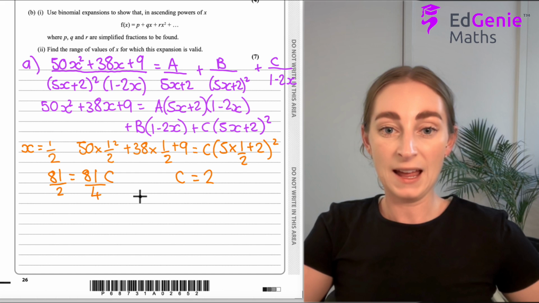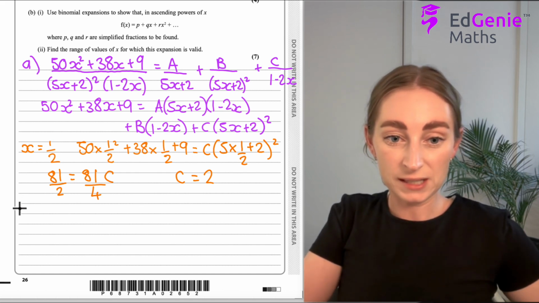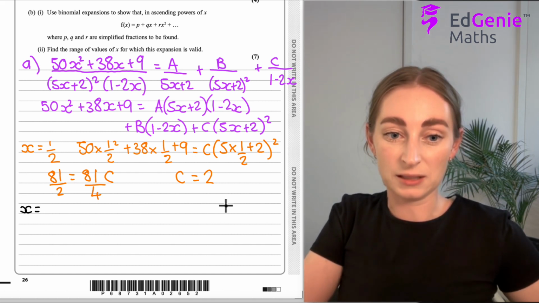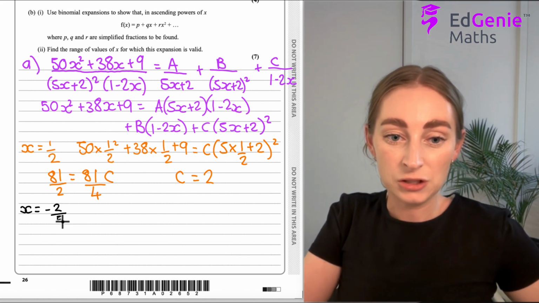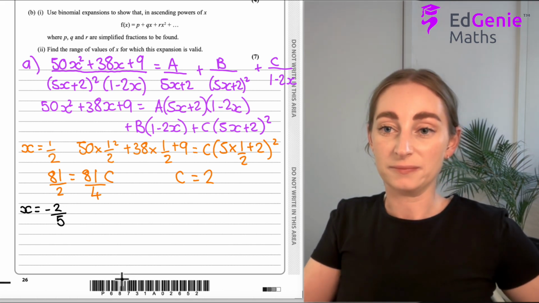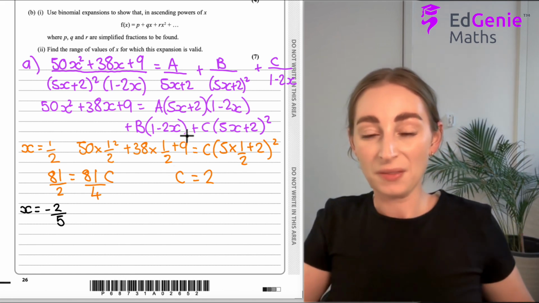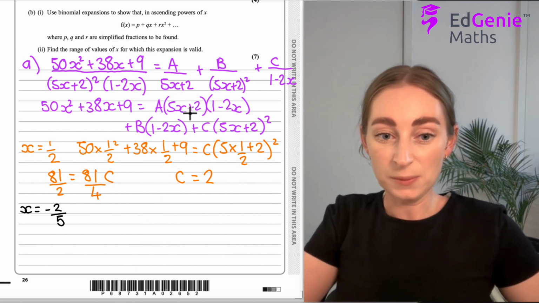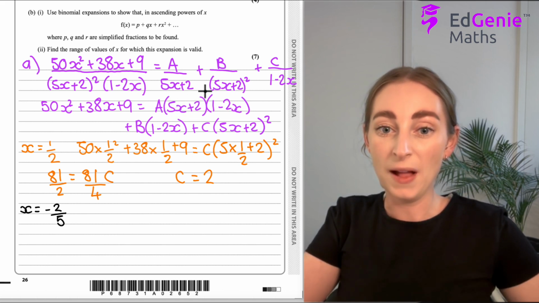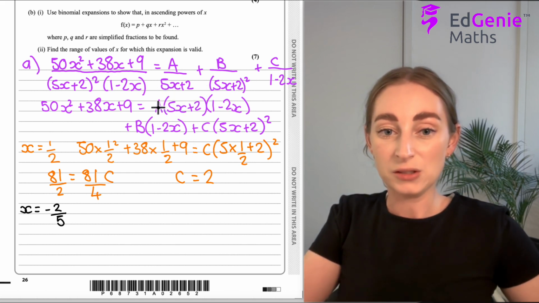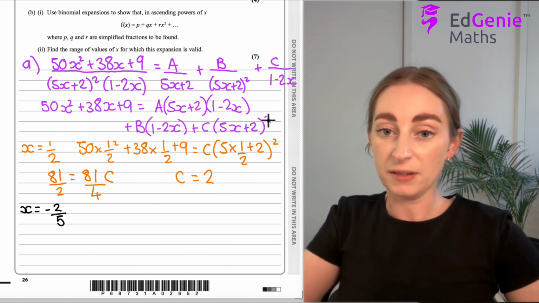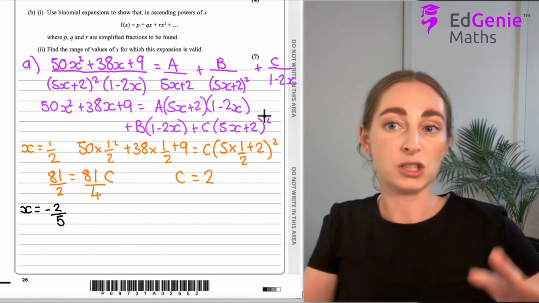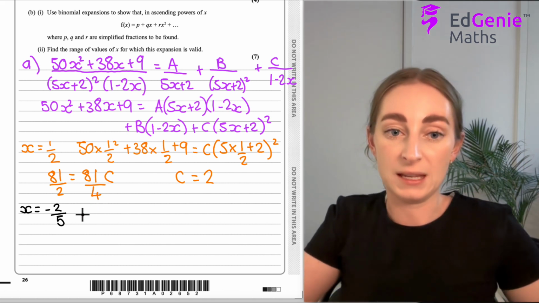Right, now I wonder if you can see what I'm going to substitute in next before I tell you. I am going to do minus 2 over 5. Can you see why? So if I substitute minus 2 over 5 into this bracket, 5x plus 2, that is going to be 0. So I'm going to have no a, b I will still have, and c is also going to be cancelled out. So it's going to be really great because then I can just find out b next.